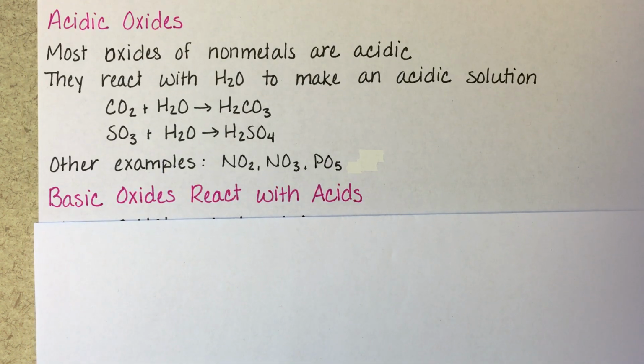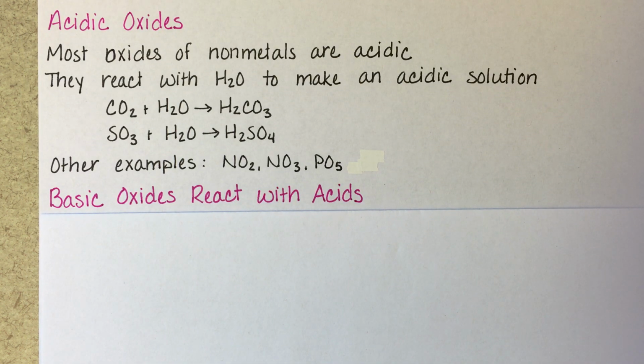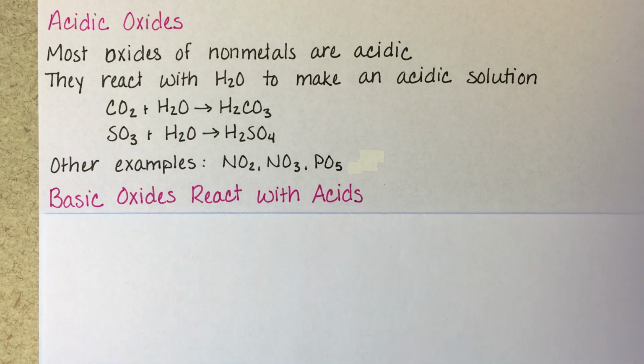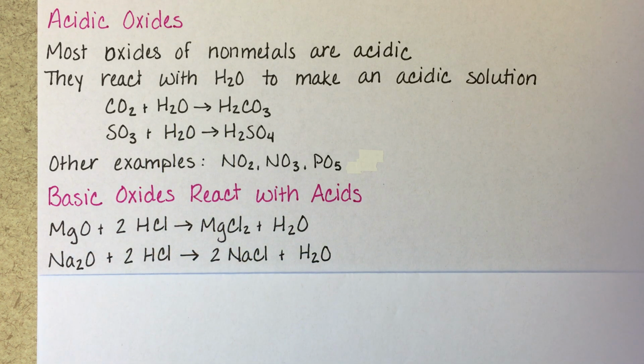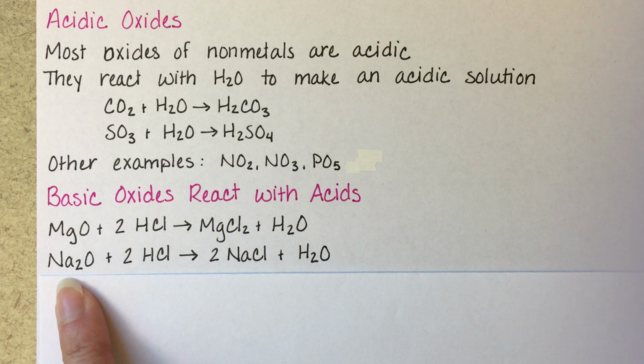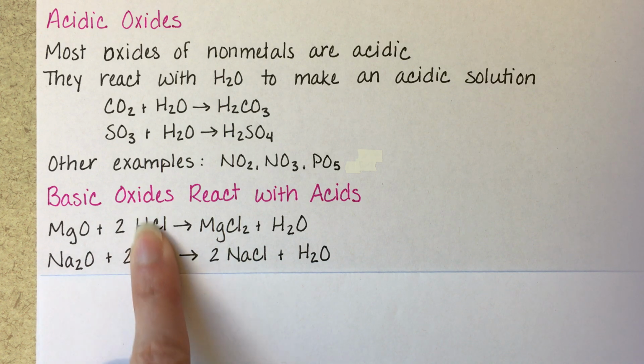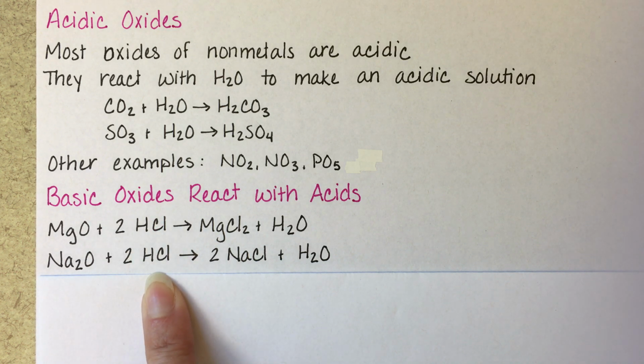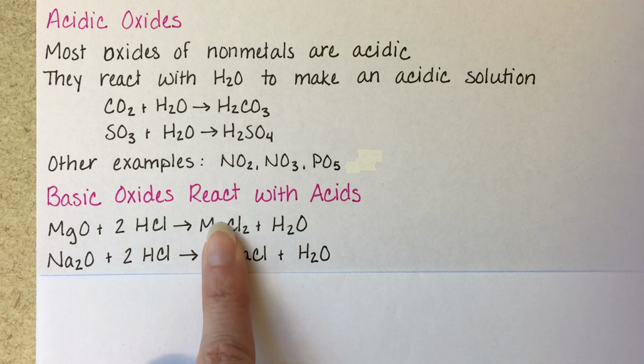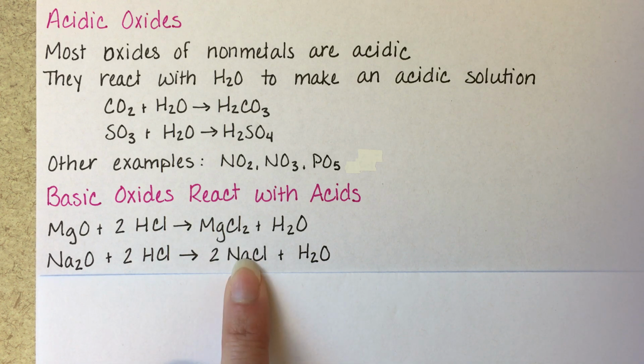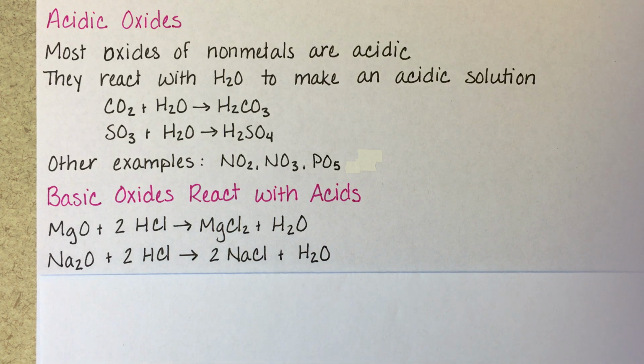The basic oxides will do an acid-base reaction with a strong acid. For example, magnesium oxide or sodium oxide, both of them will react with the strong acid HCl to produce an ionic compound, magnesium chloride or sodium chloride, and water.